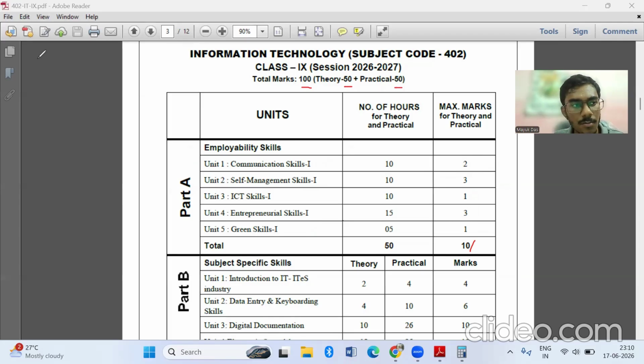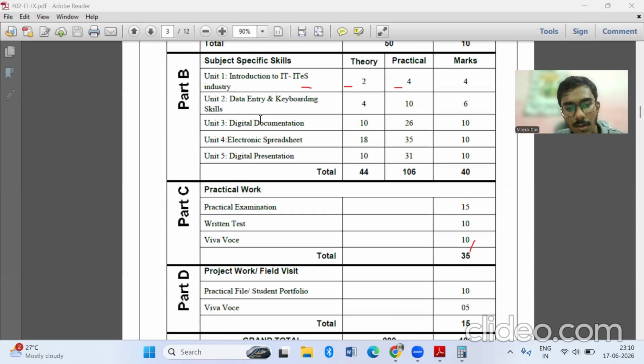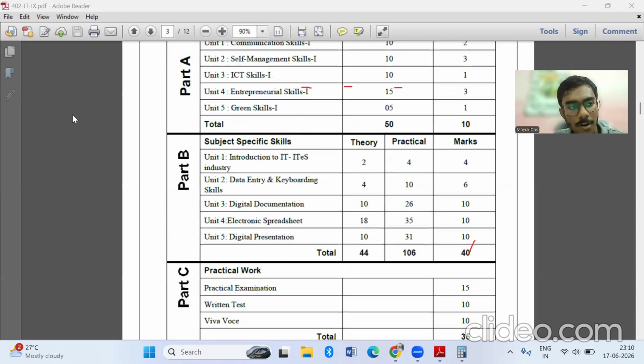Okay, so my major theoretical marks is 40 marks, and that 40 marks will come from part B. So my part B is consisting of 40 marks, and my part A is consisting of 10 marks, isn't it? So my part B is becoming very important from the exam point of view.